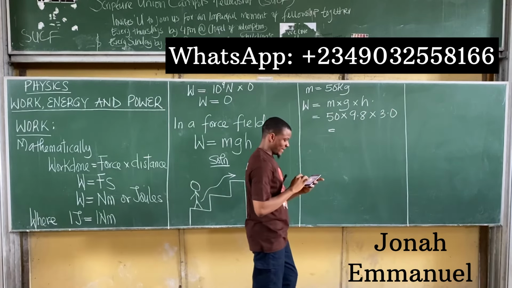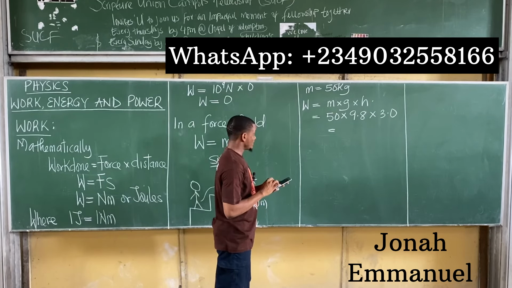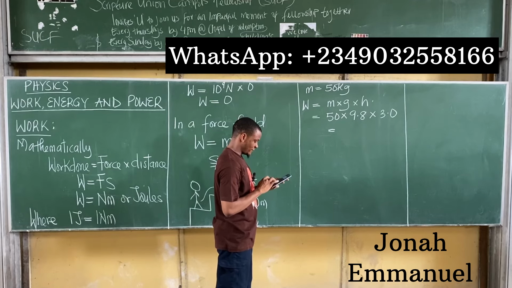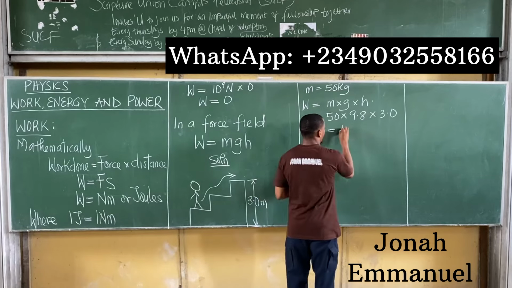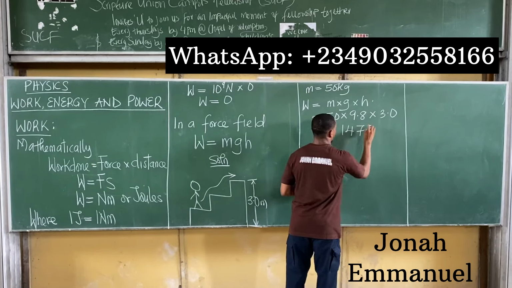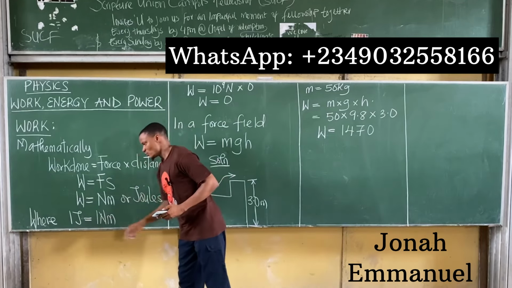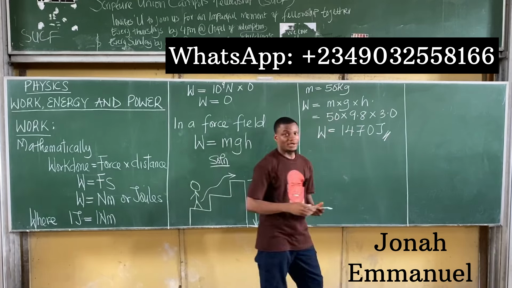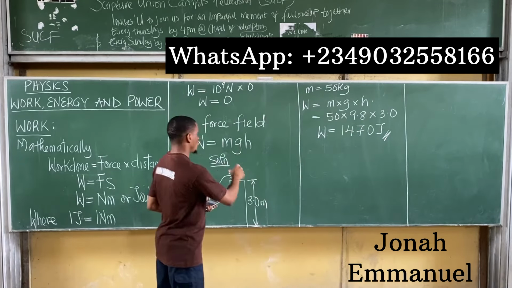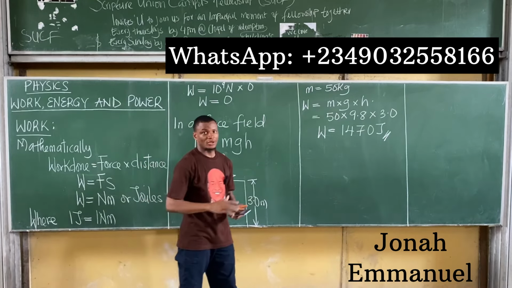All right, so I'll get my calculator and punch this very quickly. So what I have here is 50 times 9.8 times 3. If I multiply this, I have 1470. This is the work done. So my next task is to bring in my SI unit, which is joules. So the work done in a force field is equal to mass times gravity times height. That's literally all about this.